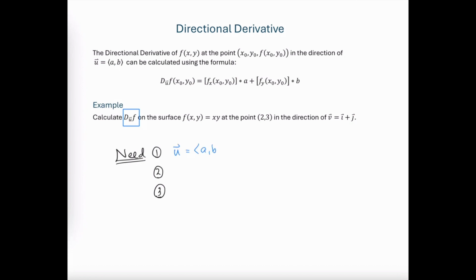The first is that we need a unit vector in the direction of the slicing plane. We have a vector in the direction of the slicing plane, but it's not a unit vector. We need the magnitude of that vector to be 1, so we'll have to work on this a little bit. Then we're going to need the first partial of f with respect to x evaluated at our domain element, which is (2, 3), so that's what we'll plug in to that first partial, and then also the first partial with respect to y, also evaluated at (2, 3).